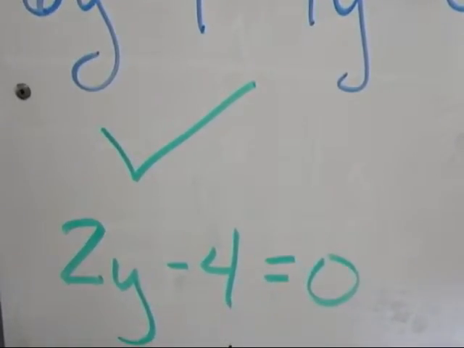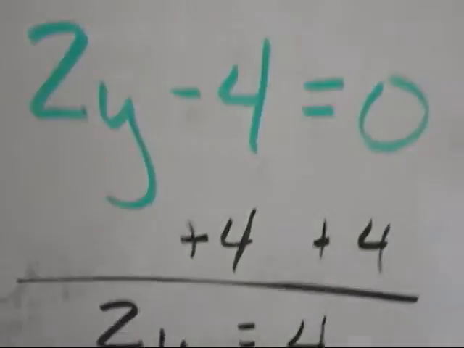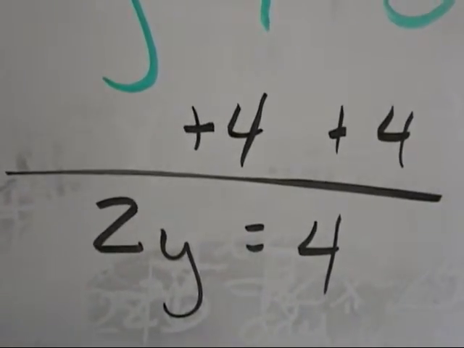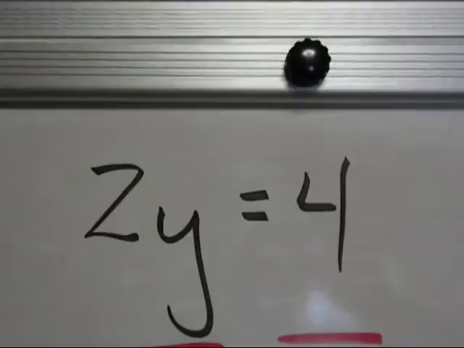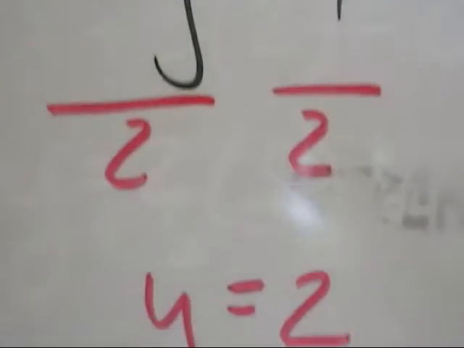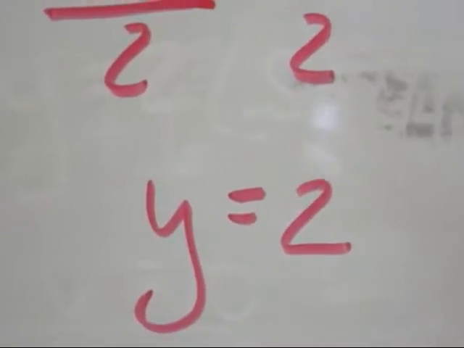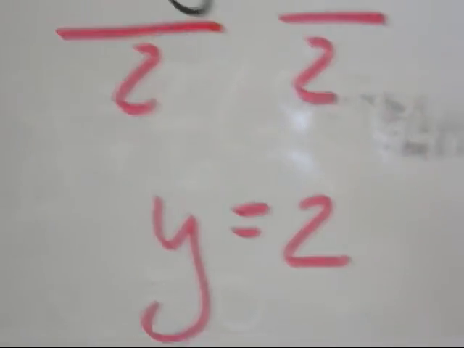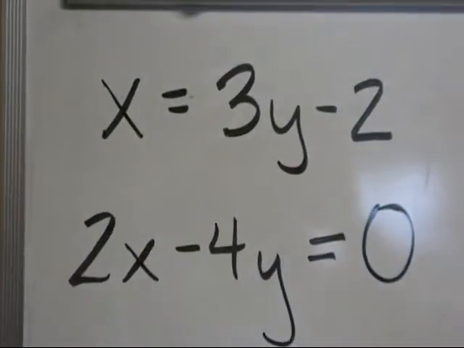Now it's a nice two-step equation. First, add 4 to both sides. So 2y is equal to 4. Now to get the y totally alone, divide both sides by 2. Therefore, y equals 2.